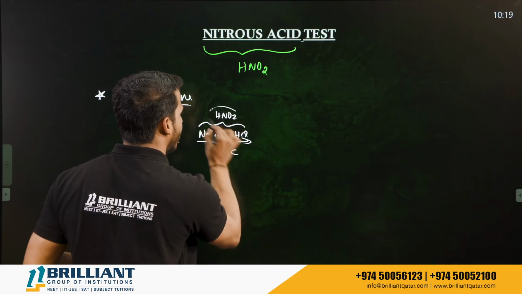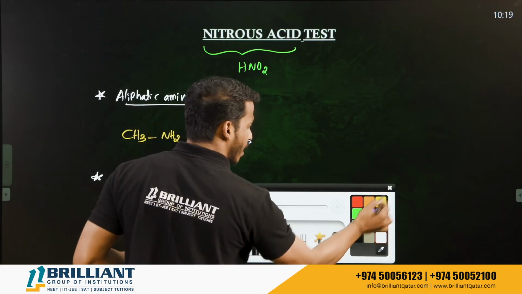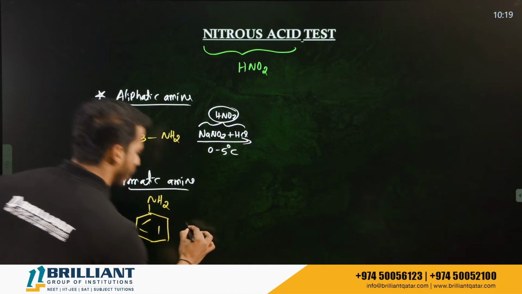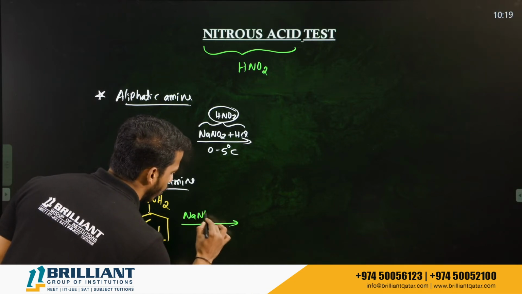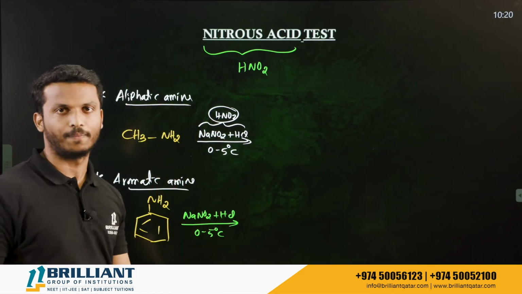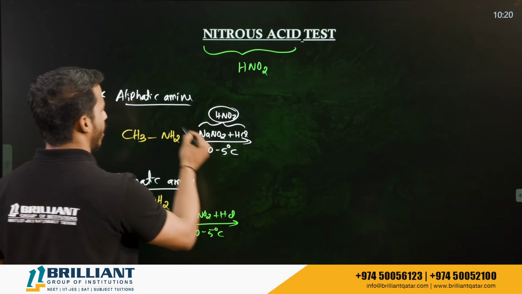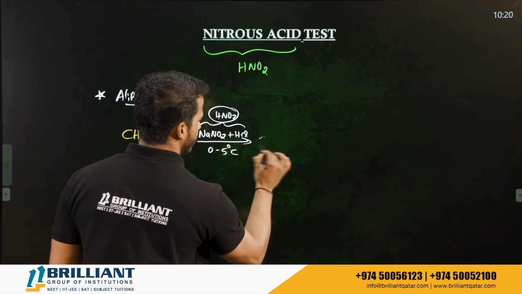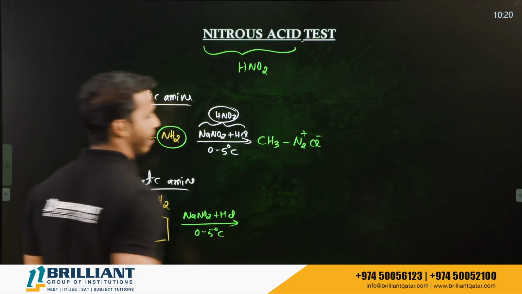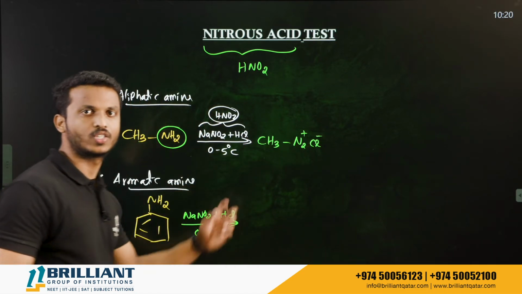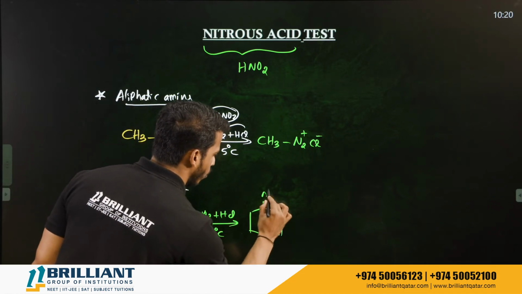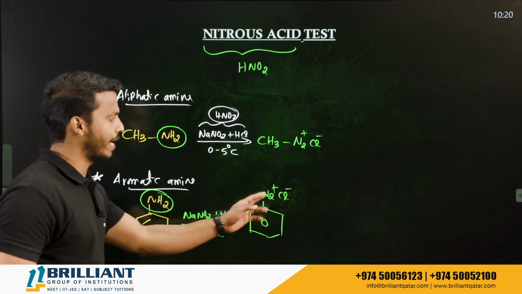Yes, HNO2 is there. So sometimes, if you want, you can simply write HNO2 on the arrow, or we can write NaNO2 and HCl at 0 to 5 degrees. Here also I am using NaNO2 and HCl at 0 to 5 degrees Celsius. When you treat this amine with this reagent, the NH2 group of CH3NH2 is converted to N2+ Cl-, diazonium chloride. You will get a salt. Same here, the NH2 group is converted to N2+ Cl-, benzene diazonium chloride.